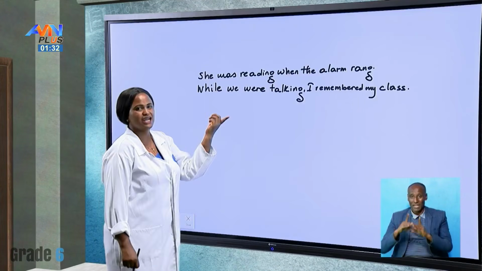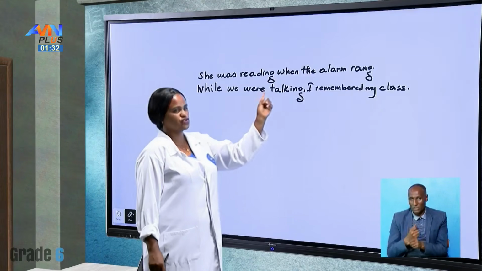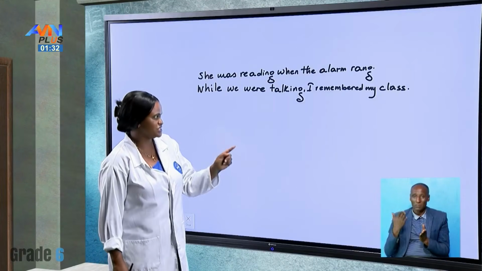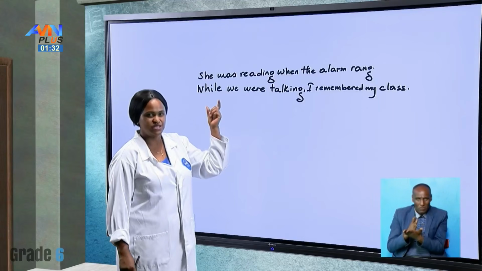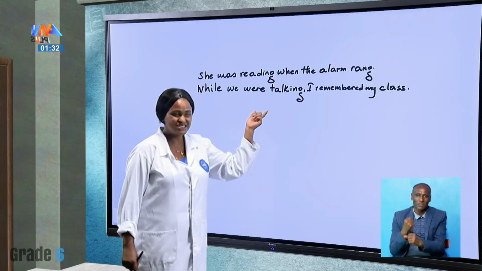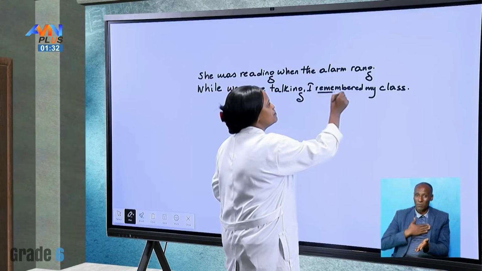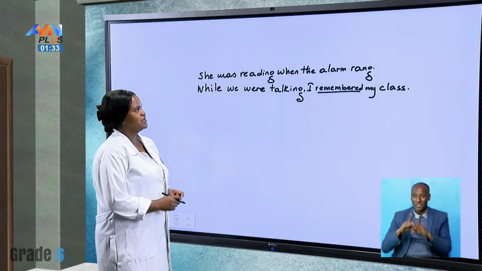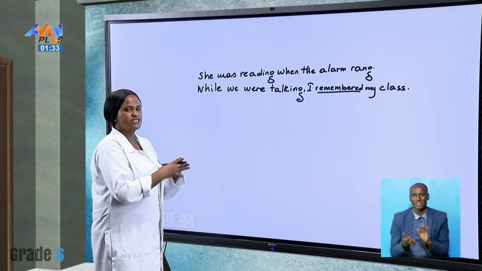Now, how many actions do we have here? Two actions. The first one, while we were talking, that is a long action, which is what? Past continuous. But in the middle of this, something happened. Something interrupted the activity. And what is that? Yes, the person, or me, myself, I remembered my class. I remembered my class. When you see such kind of sentences, what different thing have you noticed?